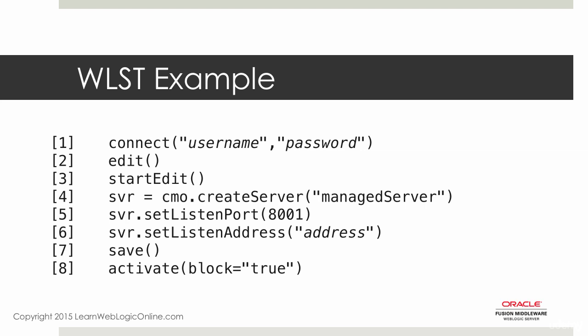So let's disregard the connect for a moment, because in reality, we would want to specify our secure admin URL, which would be T3S localhost 9001, and omit username and password. But that aside, once we've connected, we need to switch to the edit mbean hierarchy or mbean tree, and that's line number 2, where we issue the edit command. And so edit changes us from the runtime to the config mbean tree.